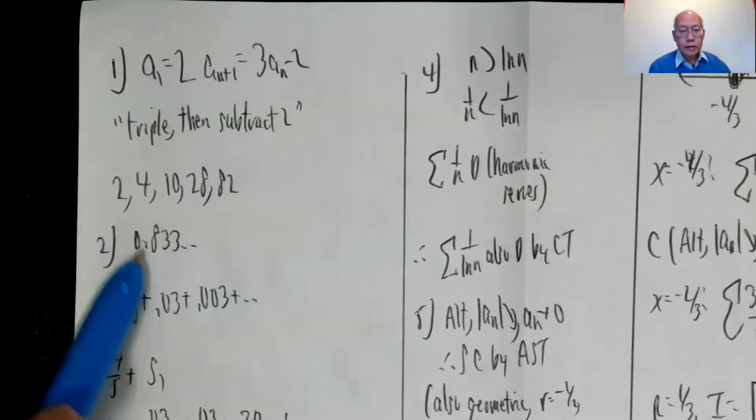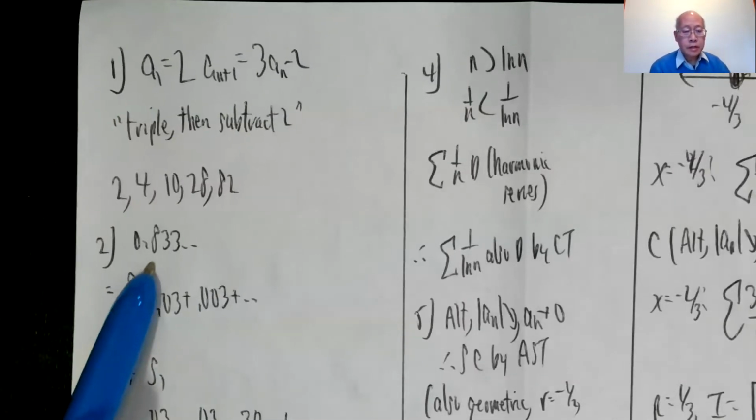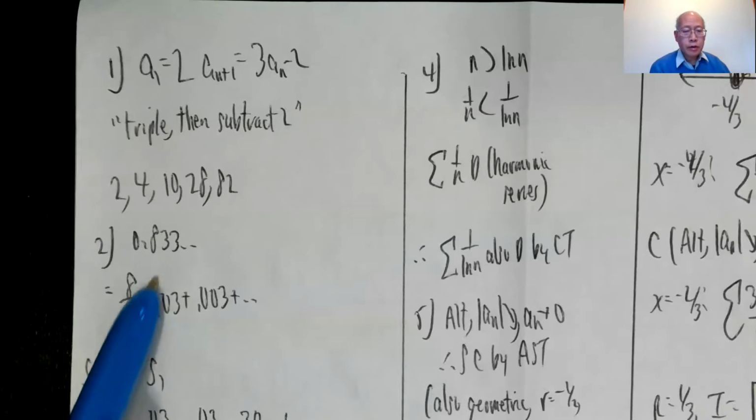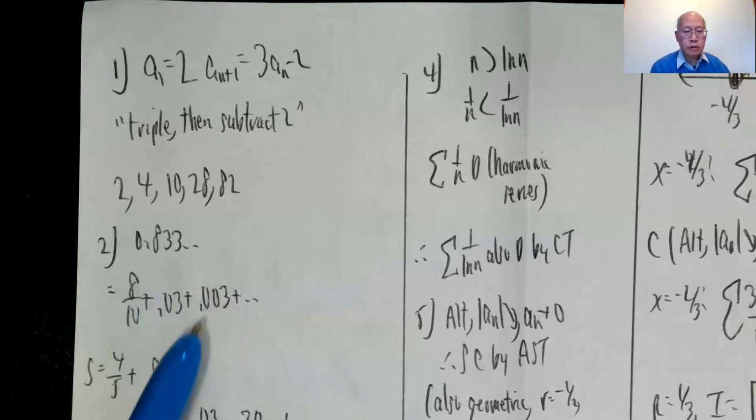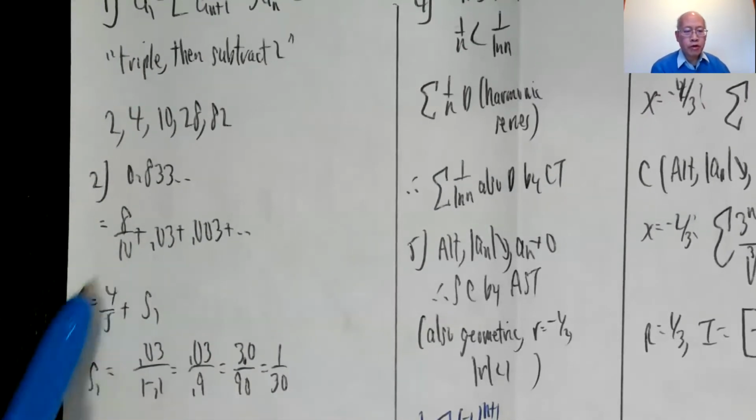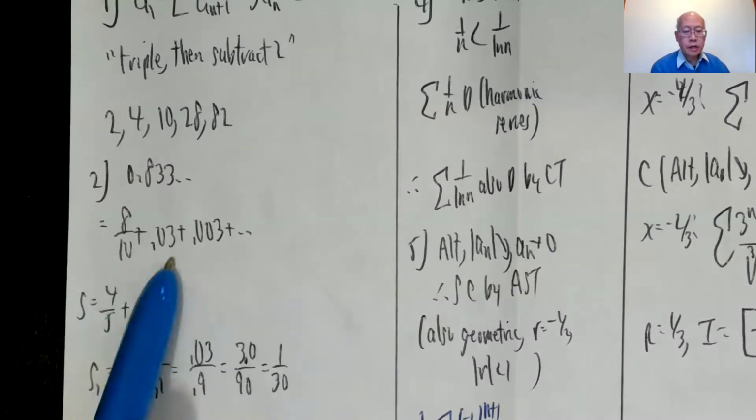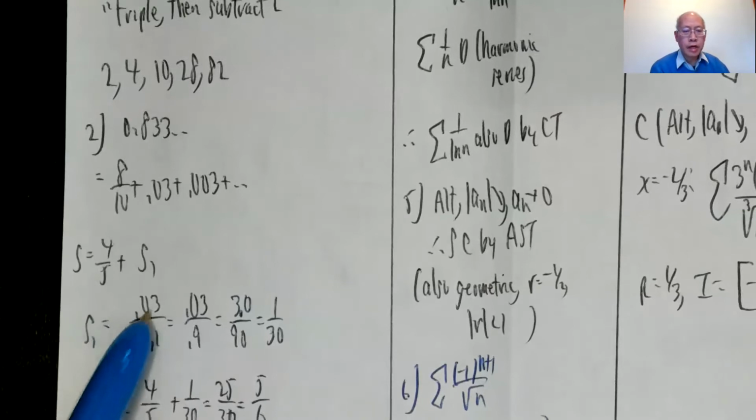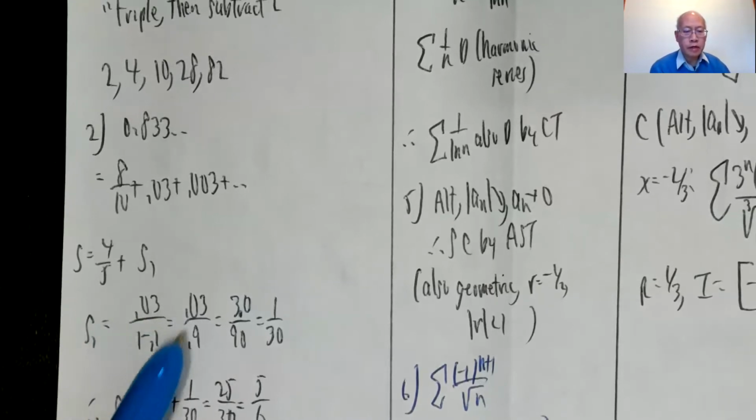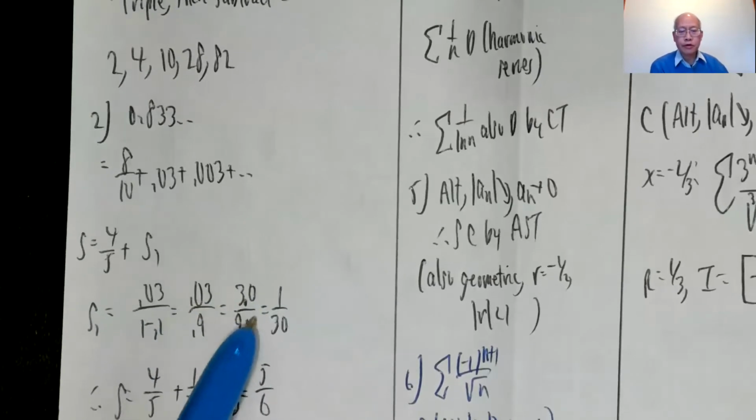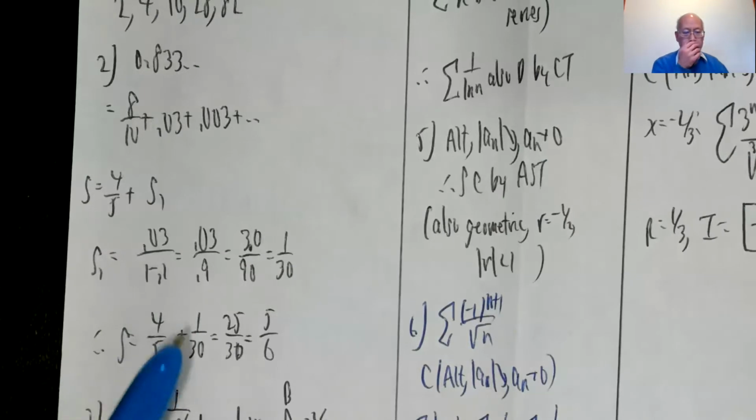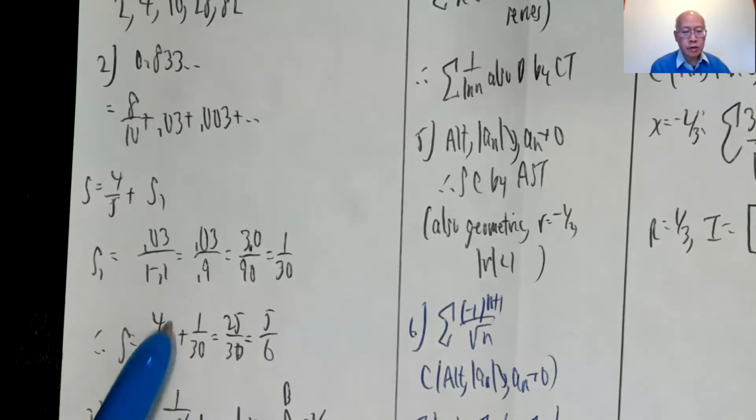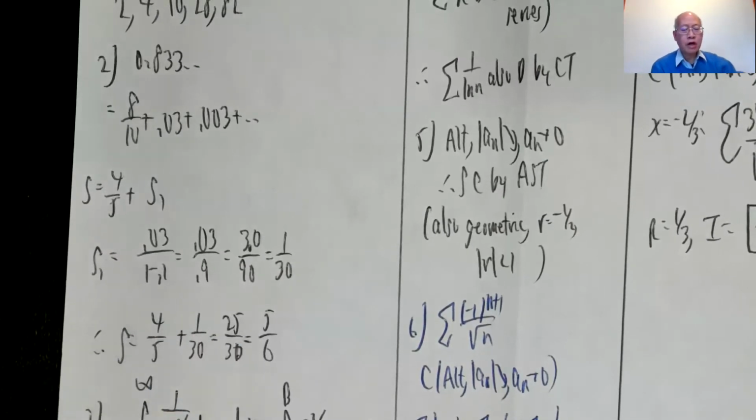Number 2, 0.08333 repeating. This is 8 over 10, plus 0.03, 0.003, and so on. So the sum is 4/5 plus S1, the infinite geometric series part. S1 is a over 1 minus r, 0.03 over 0.9, moving the decimal over 2, that's 3.0 over 90, which is 1 over 30. So the sum is 4/5 plus 1/30. Common denominator is 30, so 25 over 30, which is 5 over 6.